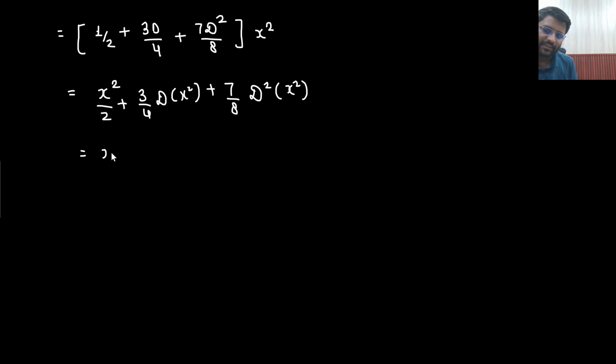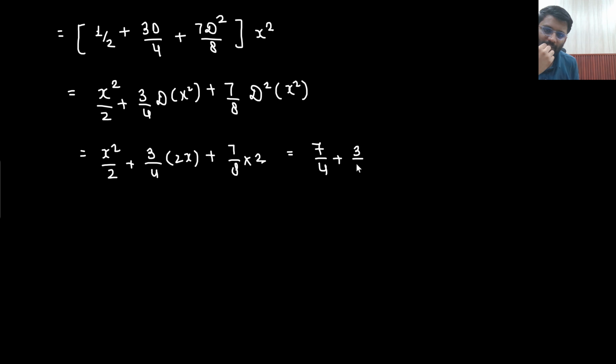So what answer will you be getting? Here I will be getting x square by 2. Next, one time differentiation you need to do, so 3 by 2 into 2x. And then here, the answer is 7 by 4. So you are getting 7 by 4 plus 3 by 2 x plus x square by 2. So what will be the value of y? The value of y will come out to be CF plus PI.